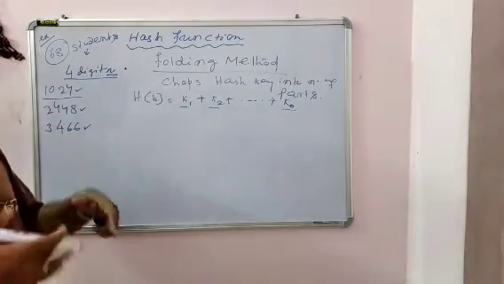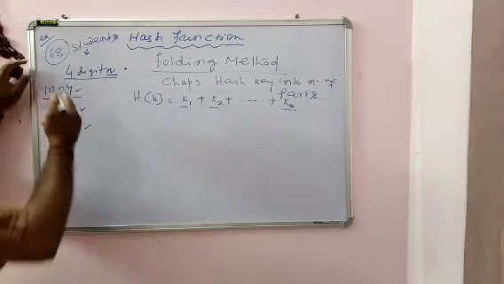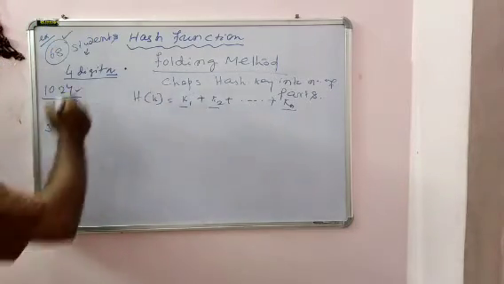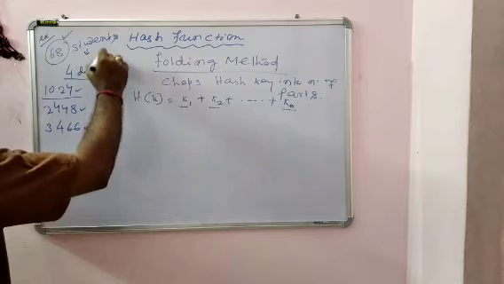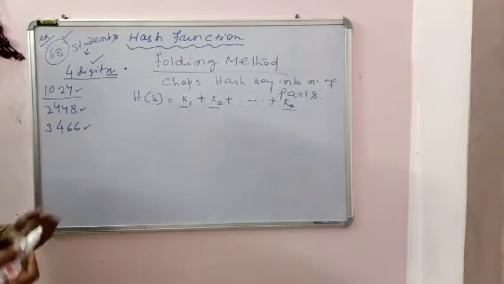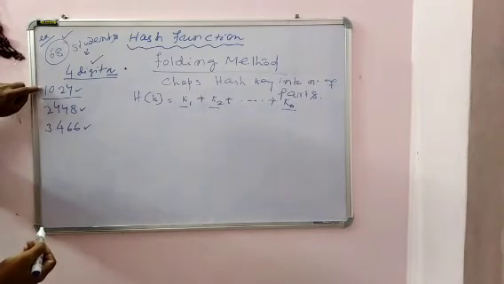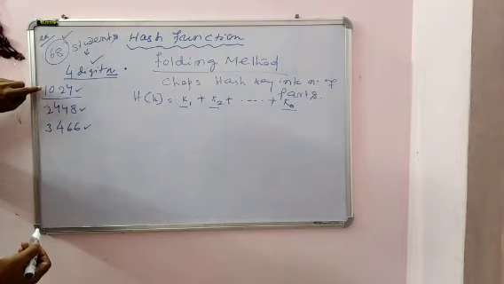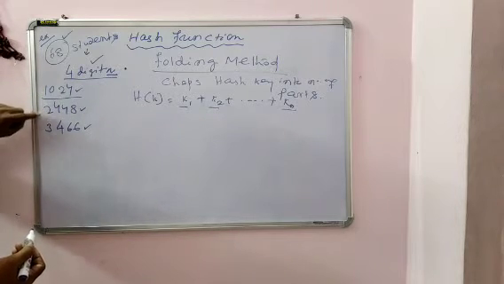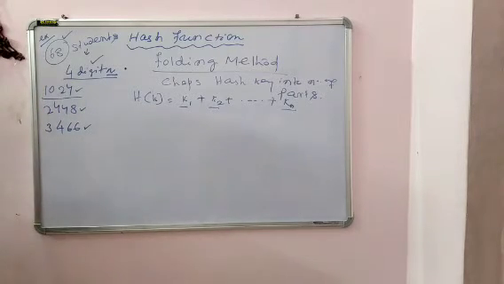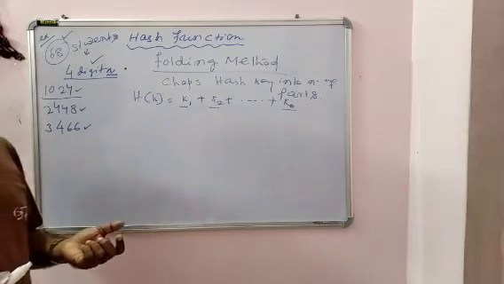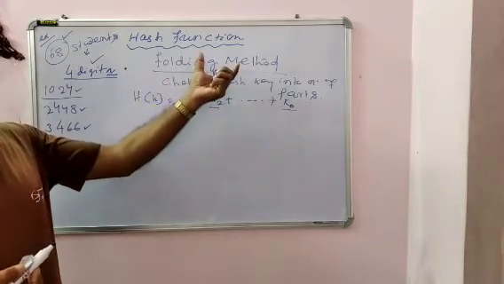Consider the same example: 48 students in a class, and each student is allocated a 4-digit number, and we have to find the memory addresses for student roll numbers 1024, 2448 and 3466. Same example, now by applying the folding method.